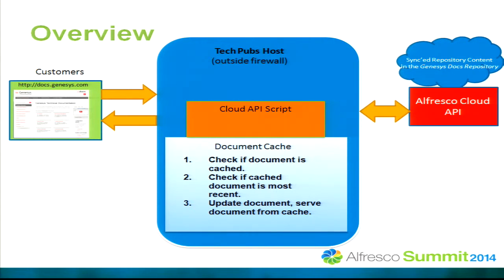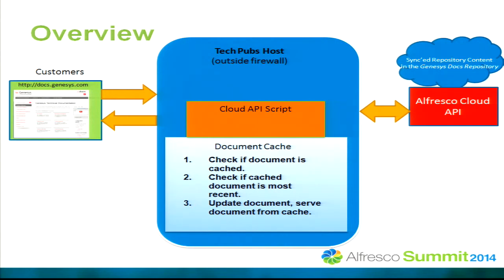So the customer will click a link on our website, and then that will activate this script. So we have this script, and eventually on our website, we also implemented a cache to speed up document delivery and cut down on API usage. So the customer will request a certain document. The script will connect to the Alfresco Cloud API, and once it's connected, it'll be able to fetch documents and fetch document metadata.